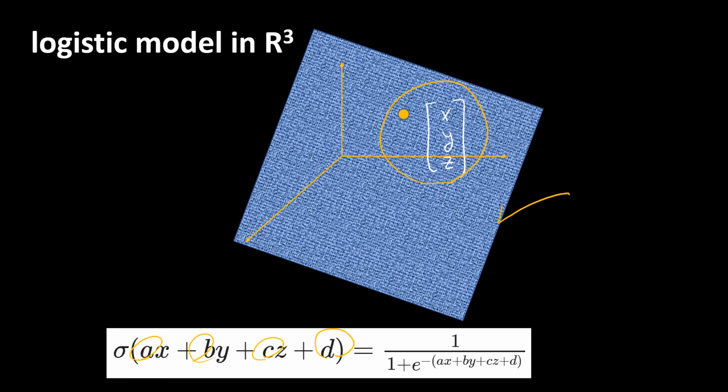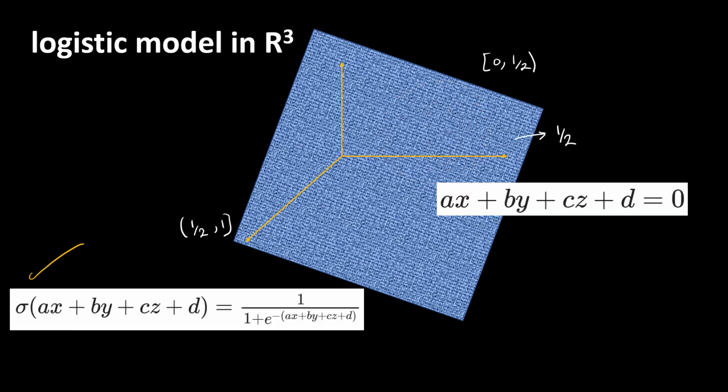This one is a hyperplane in R3 that partitions R3 into 2 half spaces. If you do not know what a hyperplane or half space is, please refer to my video on them. I'll put a link to that video in the description section below. This logistic model assigns a probability 1/2 to every point satisfying this equation, and this equation is a hyperplane in R3.